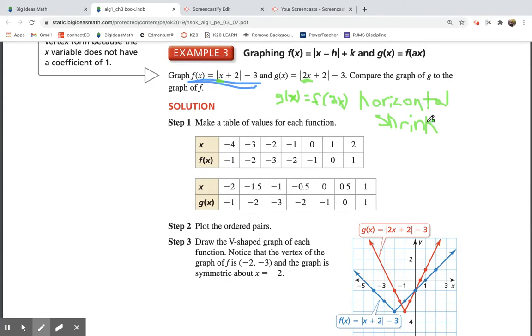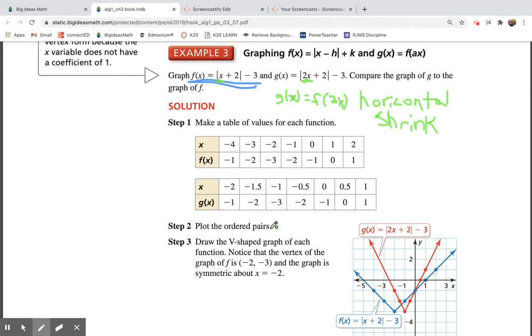So what they've done, they made 2 tables just because, being that it's a more complex parent function, we just can't graph that right off the bat. So we made a table for the parent function, f of x, and then we also made a table for g of x, and then we just plugged numbers in. So they chose a few numbers. If you notice on this one, instead of just -2, they just went a little further.